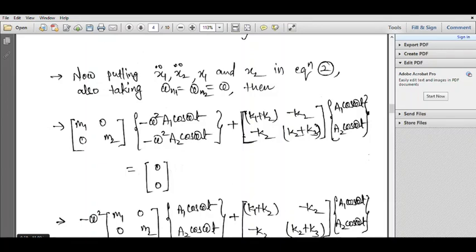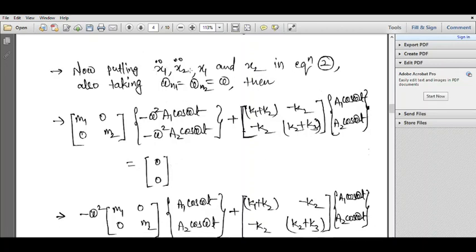Now we'll put the values of x1 double dot, x2 double dot, x1 and x2 in equation number 2. What is equation number 2? Equation number 2 is the matrix form of the equations of motion.